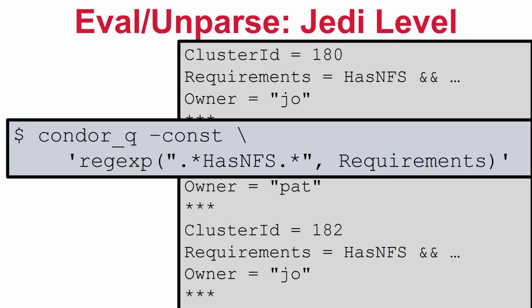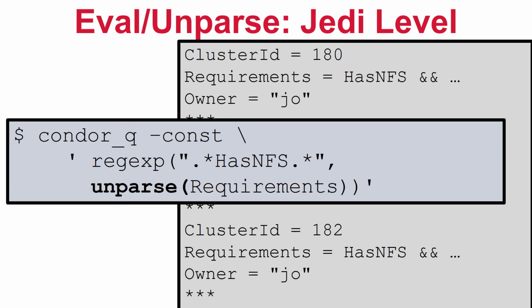Now, you might think something like this would work, to do a regular expression match against requirements. But that doesn't work. And it doesn't work because requirements is not a string. Requirements is an expression. So we need something to turn an expression into a string. And that's what this unparse function does. It turns an expression into a string, which can then be used by any of the string functions in Condor, including the regexp function.